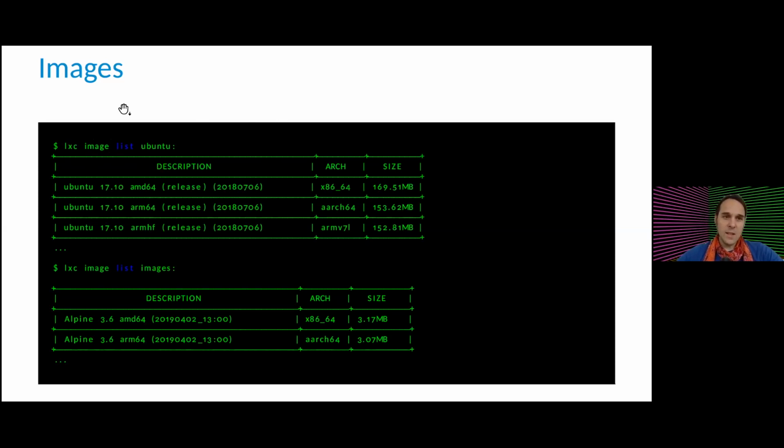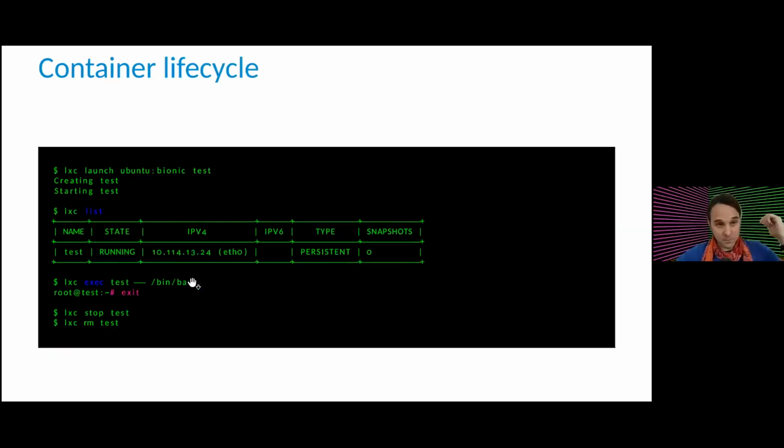So LXD image list ubuntu lists all images in the Ubuntu remote, and LXD image list images lists all images in the images remote. As I said, you have pre-configured images for almost every Linux distribution out there, like Alpine here, or Debian, or even Kali Linux for pen testing purposes.